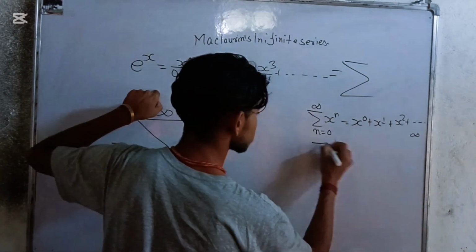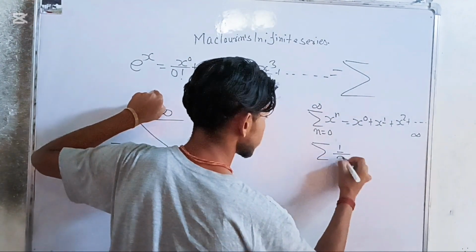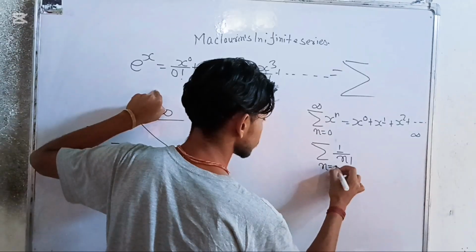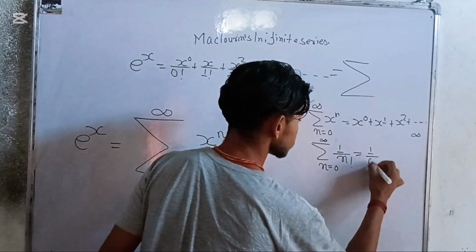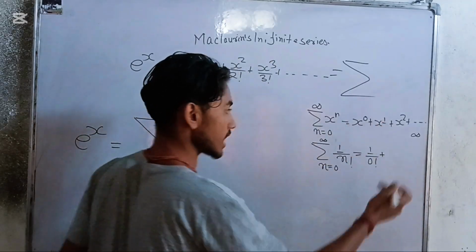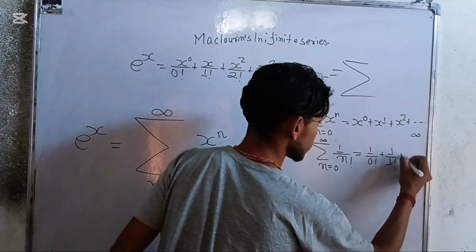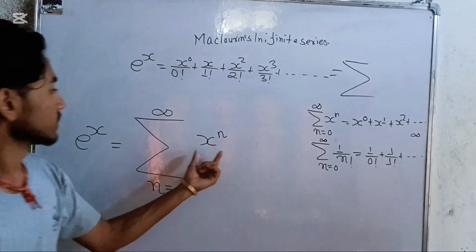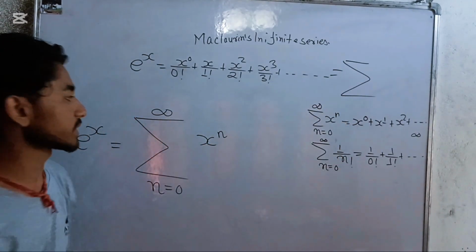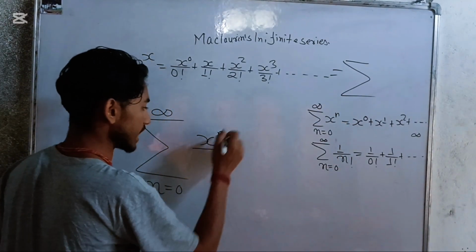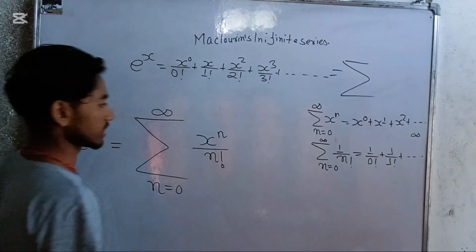This is just like 1 over n factorial, and n goes from 0 to infinity. So if you put 0, you get 1 over 0 factorial, plus if you put 1, you get 1 over 1 factorial, plus so on and on. So if you merge these two equations in the same expression, you will end up getting x raised to n over n factorial.